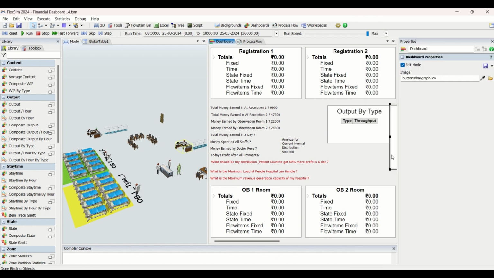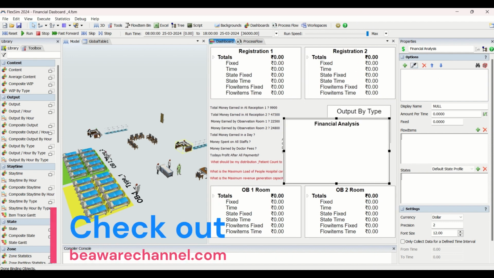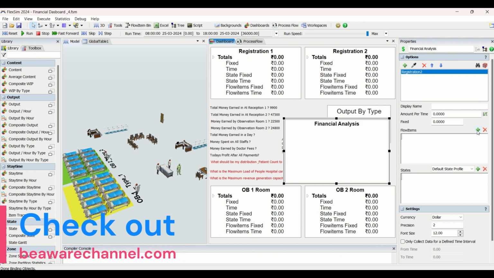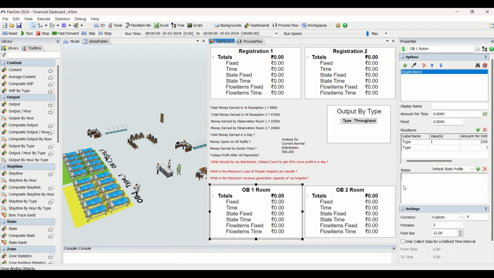You get in the financial analysis, and then you're going to basically select the registration area, and then you're going to click on the plus. This is how the graphs are created. So let us go back to OB1 room.